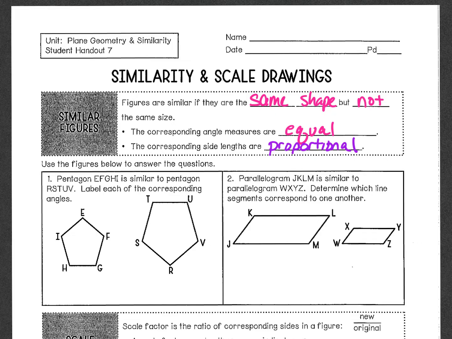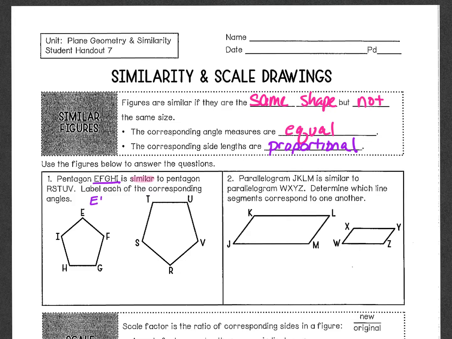Okay, so let's go ahead and take a look at some of the different problems here. Okay, pentagon EFGHI is similar to the pentagon RSTUV. So they're telling us that they're similar. That is important to know. Now we can label the corresponding angles. So the angles are going to correspond in the order that they did up here. I always tell students this helps them out.